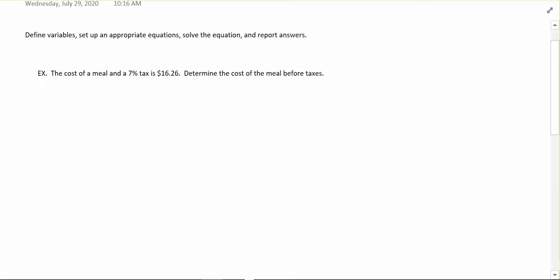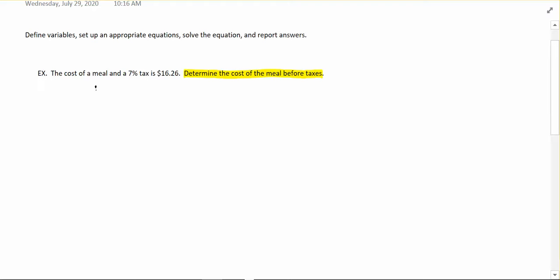This, I think, is a pretty unreasonable question. After all, you are looking at the menu, I would hope. Anyways, so we'll start again at what they want us to find. Determine the cost of the meal before taxes.